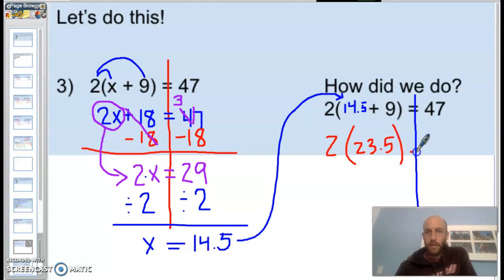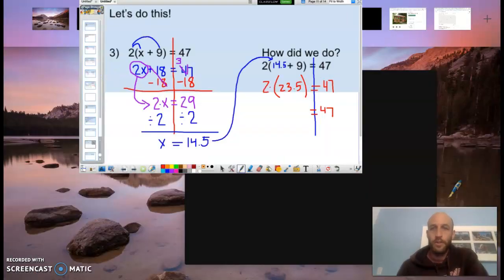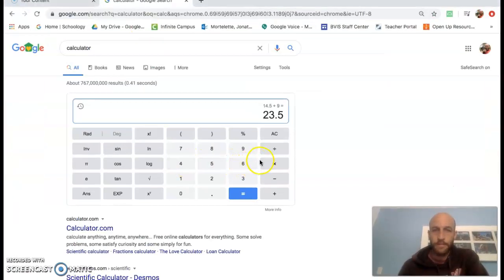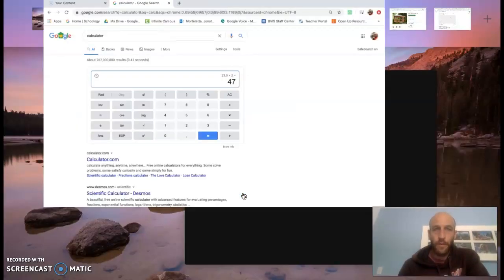All right, equals 47. So notice that I added the two numbers inside the parentheses, but I still have the 2 out here that is being multiplied. So I need to do 2 times 23.5, and my hope is that it equals 47 to prove that I have the right number that makes this hanger level. So 2 times 23.5. 23.5 times 2, 47.